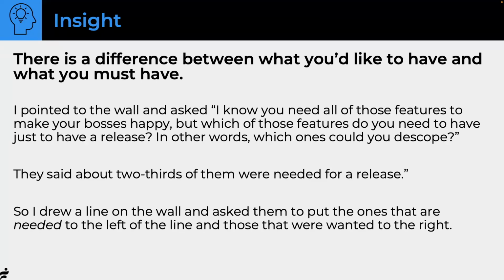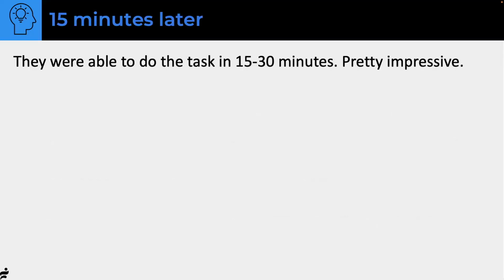So I literally went to the wall and I just drew a line. It was a whiteboard, so I wasn't drawing on the wall. I took a marker and drew a line about 2/3 of the way across. And I said, okay, I want you to put all the things that you need or you don't have a release on the left, and all the things that you'd like to have so you don't get in trouble with your bosses on the right.